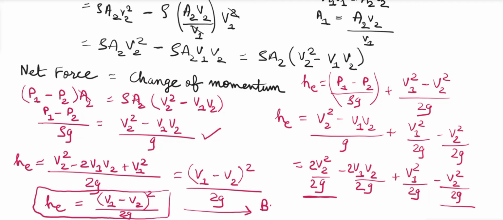This is the equation for loss of head due to sudden enlargement, and this equation is also known as the Borda-Carnot equation. Let me just summarize it. We started by applying Bernoulli's equation to sections 1-1 and 2-2. Then we found the force acting on the liquid between sections 1-1 and 2-2. Then we found the change of momentum per second, and then we applied the continuity equation, and then we compared the net force with the change of momentum. From this we derived the equation for loss of head due to sudden enlargement. Thank you.